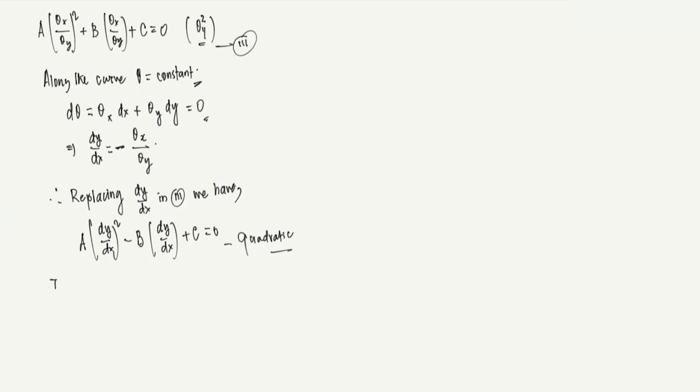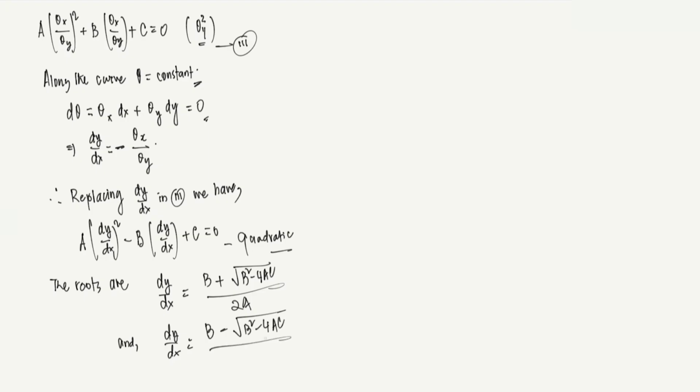The roots are: the first root of dy by dx is given by b plus root over b square minus 4ac, by 2a. That's the first root. The other root is the corresponding minus: dy by dx equals b minus root over b square minus 4ac, by 2a. Those are the two roots.